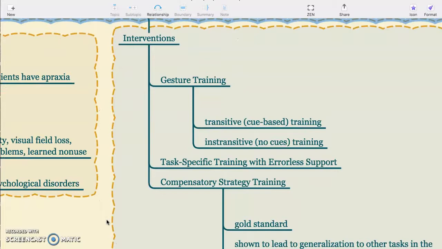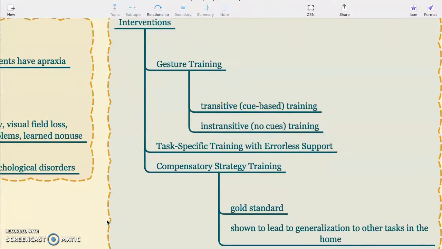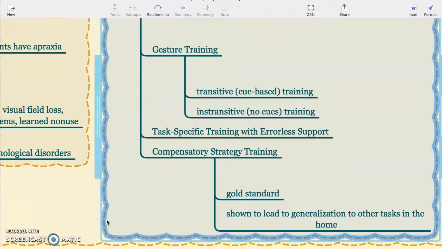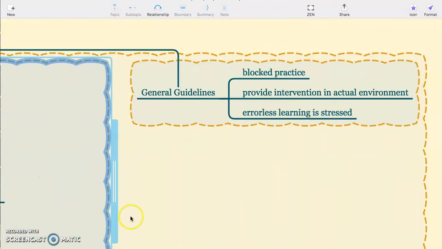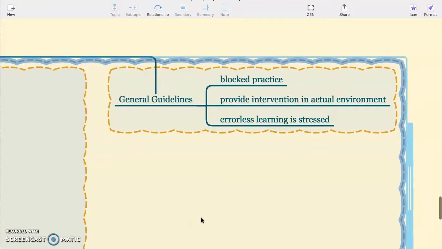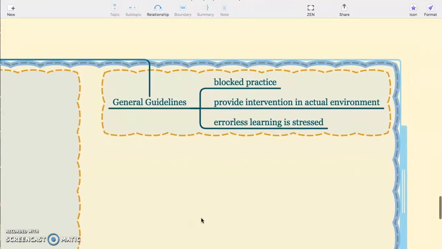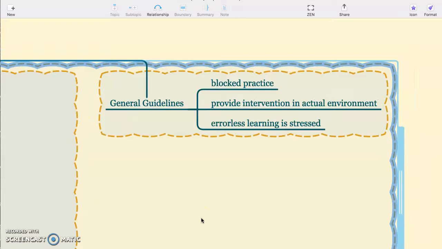Therapists can also use task-specific training with errorless support. However, the gold standard in limb apraxia interventions is compensatory strategy training. Using compensatory strategies has been shown to lead to generalization of using strategies to other tasks in the home. As a summary, some general guidelines for limb apraxia interventions are to use block practice, practice the intervention in the actual environment in which the occupation will be performed, and errorless learning is stressed.